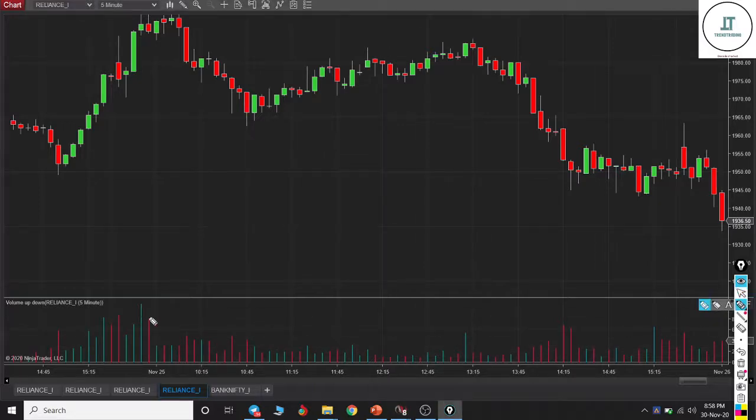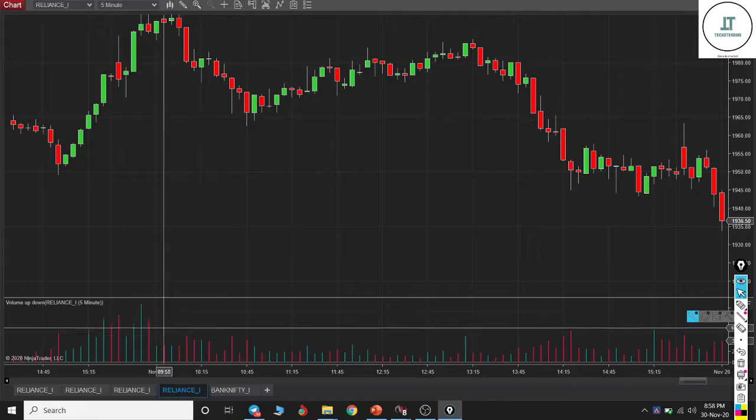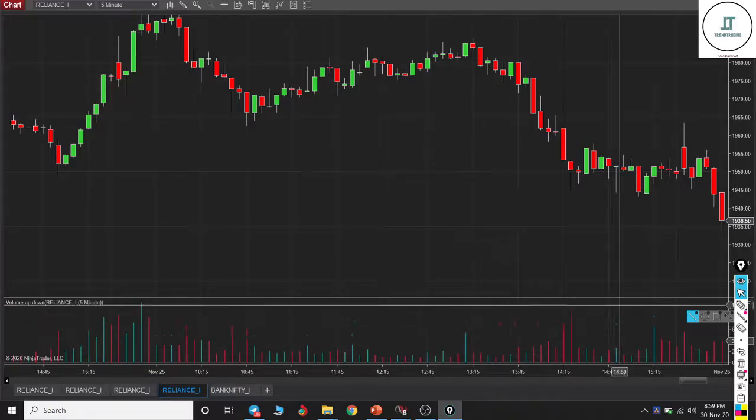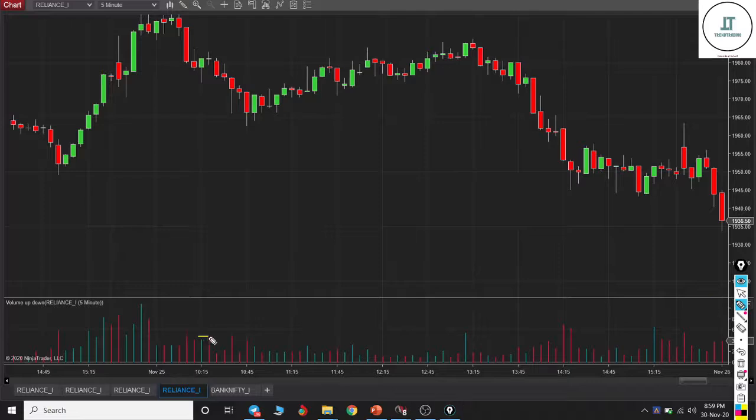This is a complete volume chart for one full day, in which I'm using a scroller. Look at this. Volumes at every point of time are increasing and decreasing also. If I plot, there is a big volume, small, big. Look at this. This is the kind of volume which gets developed.